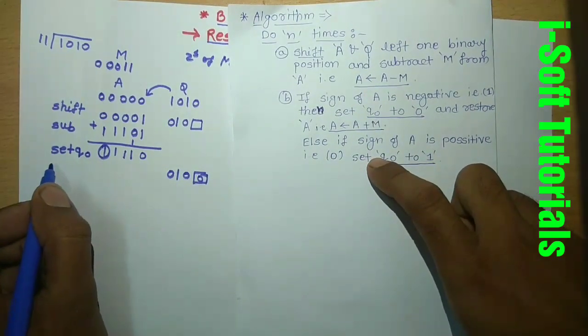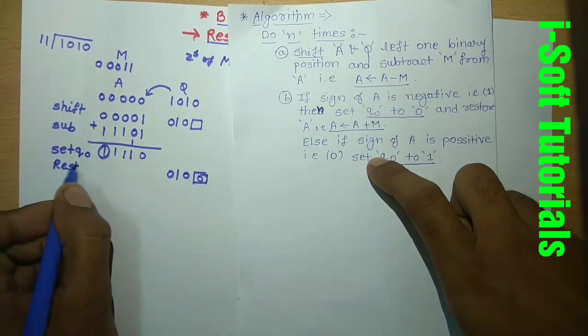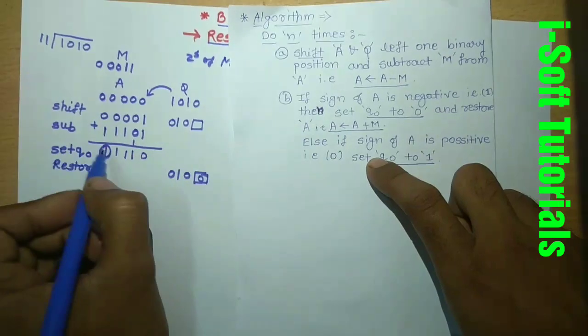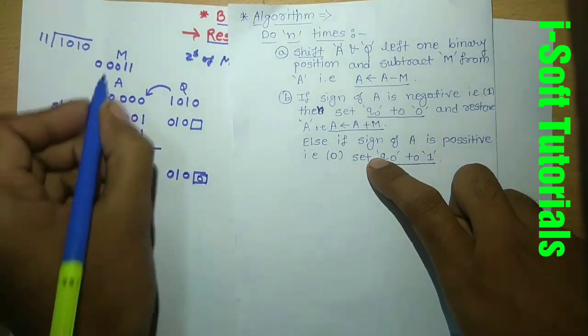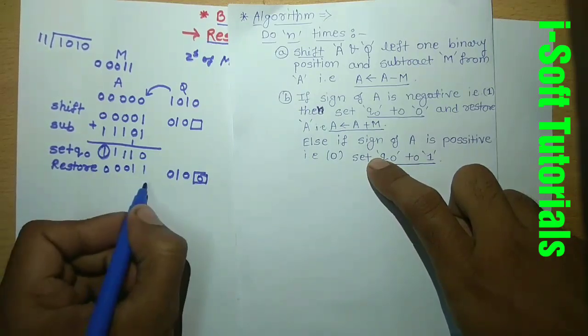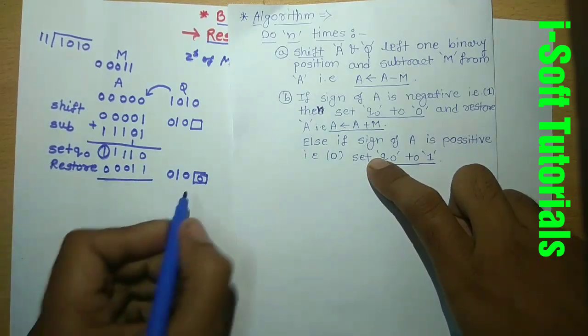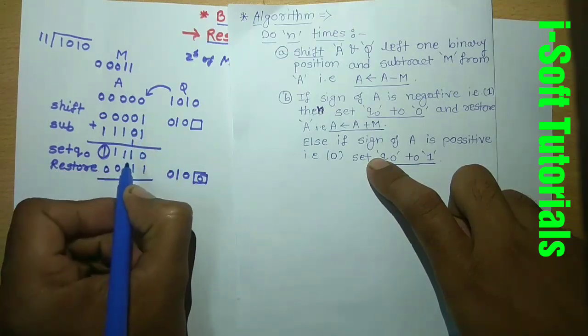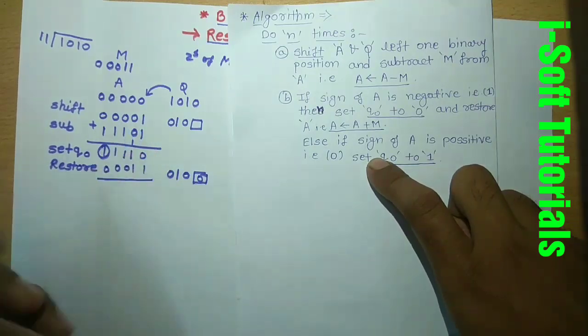So to restore here, I will write restore A, or simply restore. How to restore this A? Simply add M back to A. What is M? 0 0 0 1 1. Then I will perform this addition, and I will definitely get the same result. A minus M plus M will be equal to A.